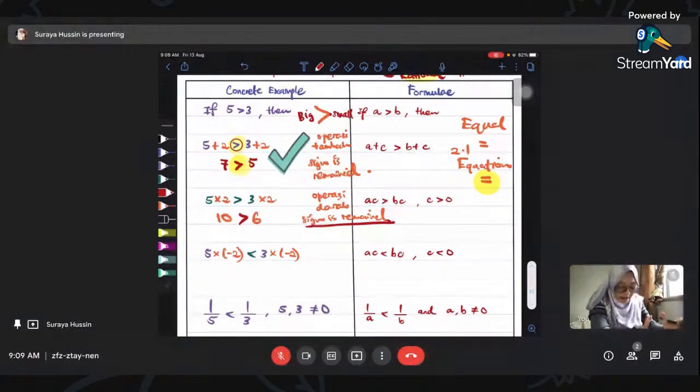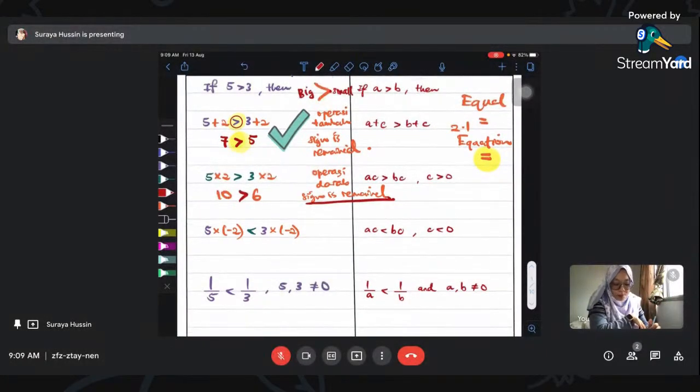The sign remains. But when you look at the below part here, you multiply by negative 2 on the left and right, both sides. Maybe I should write it down. Multiply both sides by negative 2. Alright? You will notice on the left is negative 10 and on the right is negative 6.